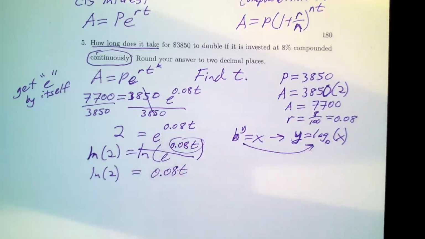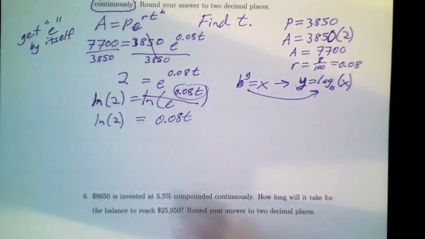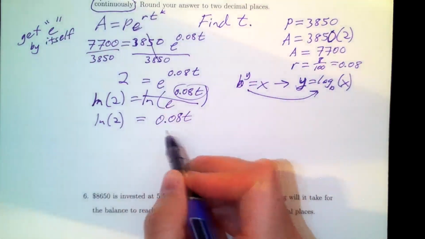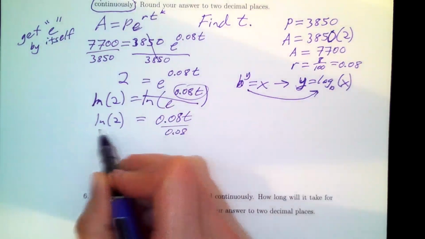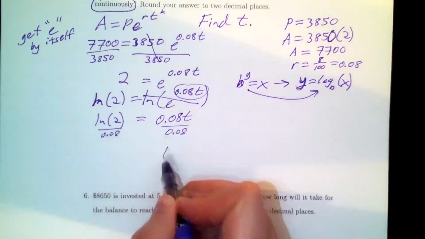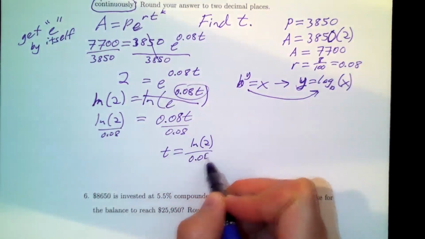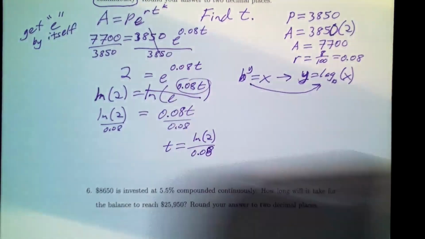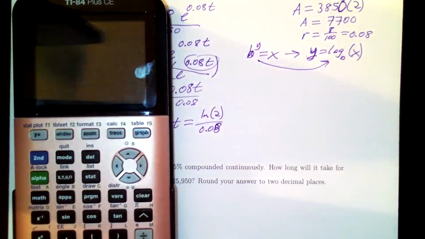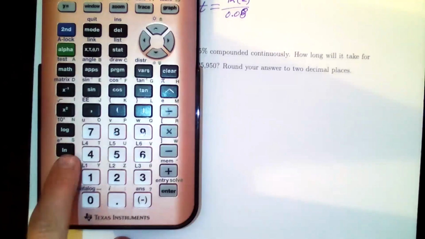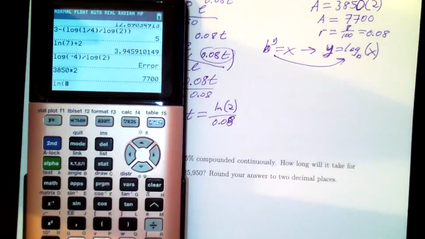We did it here. All right, let's solve for t. If I'm going to get t by itself, all you got to do is divide both sides by 0.08. We get t is ln of 2 divided by 0.08. So let's use our calculator here. Find your ln key down here. ln of 2 divided by 0.08.